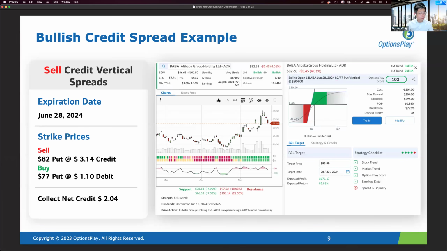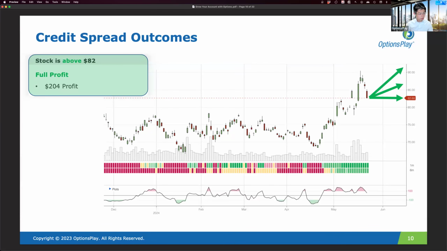So let's take a look at how this plays out. In this particular example, like I said, Alibaba has been trading sideways and started to break out higher here. It's trending higher. Now we sell this bullish credit spread. Once you sell a credit spread, three things can happen. The stock can move higher, it can move sideways, or it can move lower. One of the beauties of selling credit spreads, and this is why it has a high probability of profit, is that if the stock goes in the direction you expect, meaning if the stock continues moving higher, you're going to make the full $204 profit.